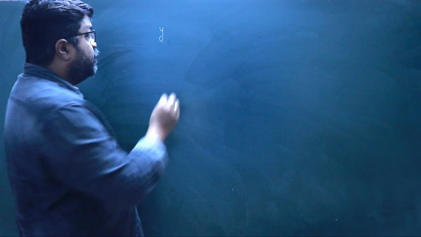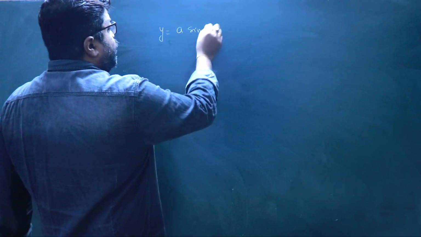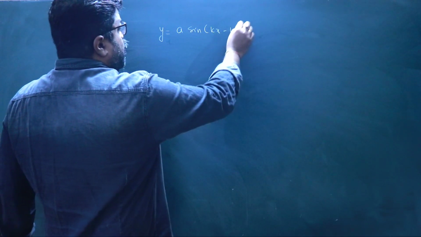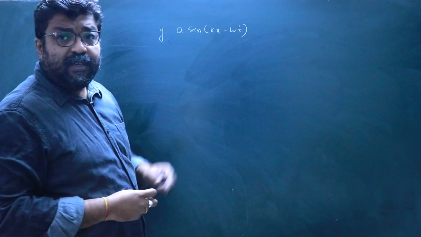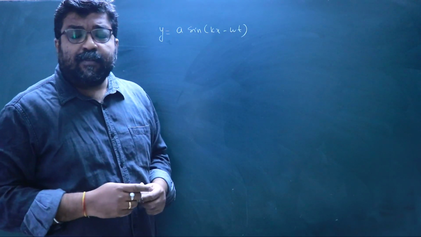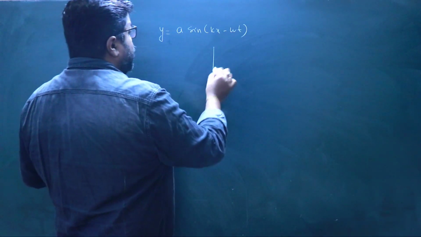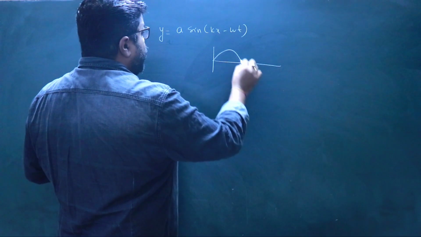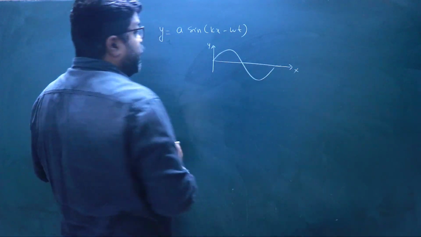Now let us write this equation again. y is equal to a sin(kx minus omega t). Let the initial phase be 0, so we have taken phi to be 0, and this is kx minus omega t, so this is a wave propagating along the positive x-axis. See, this equation represents this wave, so this is the y-axis and this is the x-axis.